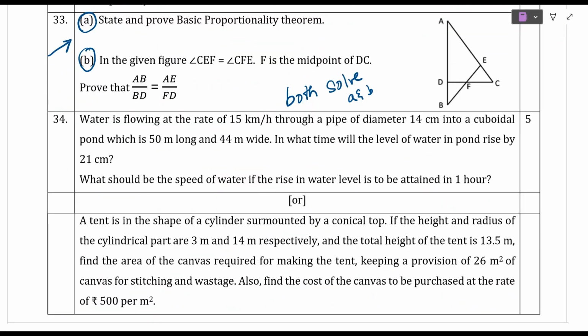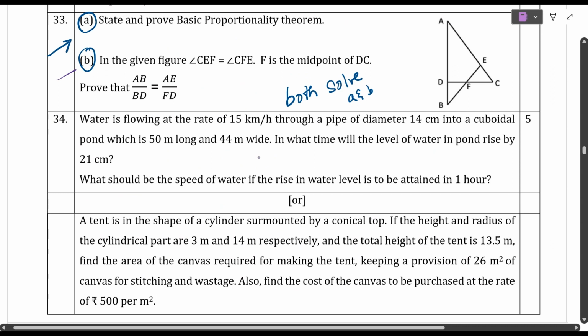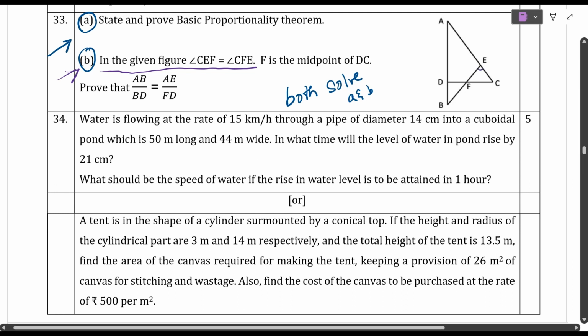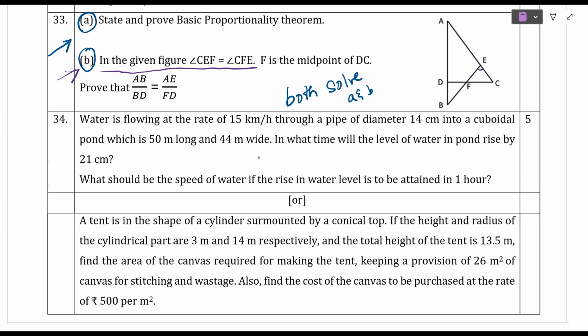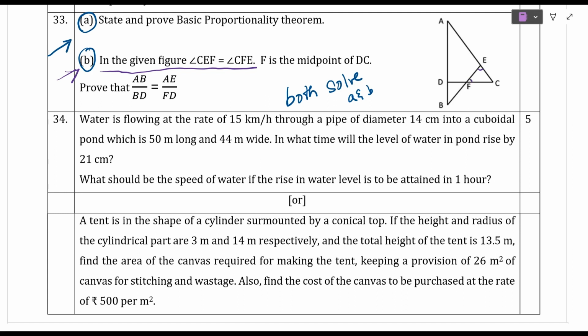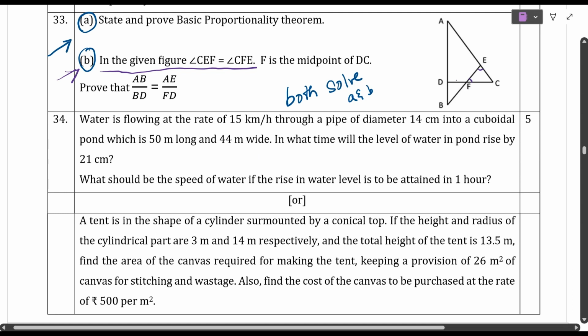Next question students, 33 question B bit. Here they have given one diagram. In the given figure, angle CEF is equal to angle CFE. If you observe carefully, angle CEF, let us mark the angles. So this is one angle and angle CFE, this is another angle. And F is the midpoint of DC. F is the midpoint of DC means what? DF is equal to FC, isn't it? So prove that AB by BD is equal to AE by FD.